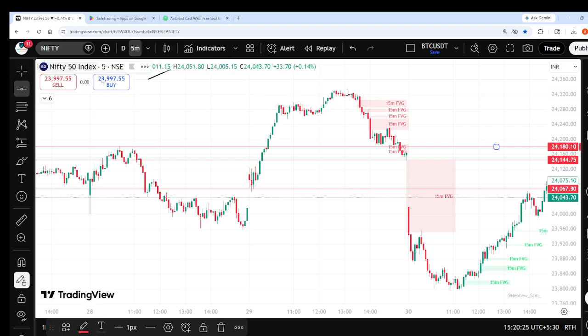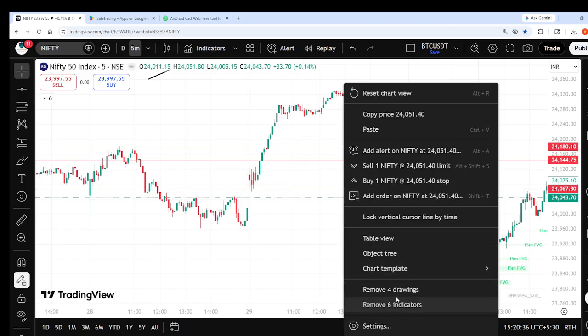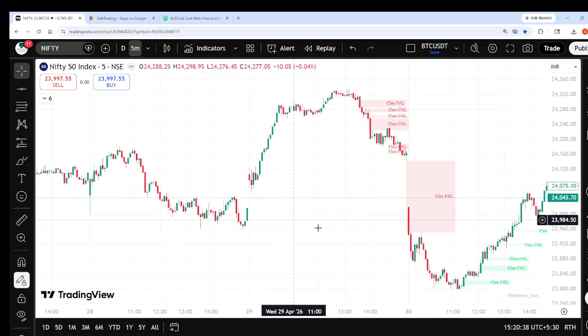So the level works for 30 April. The level works for 29 April. On 30 April we got around 180 points, here 200 points, almost around 480 points as of now in 2 days, which is very awesome. Now coming back to the next day.